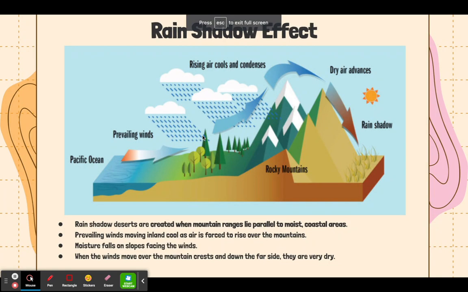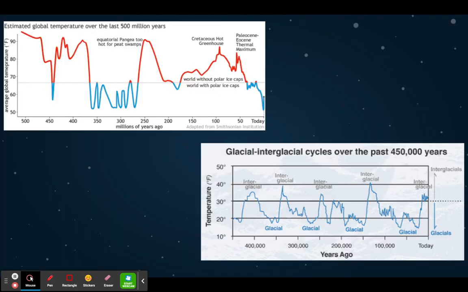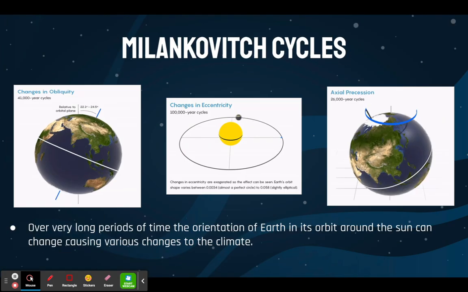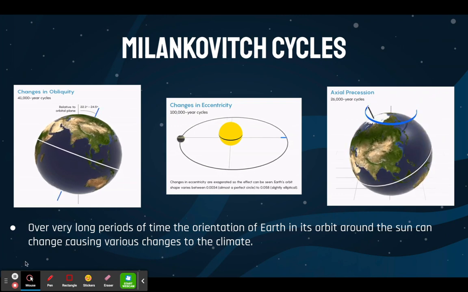So, for long-term effects, the difference in where the continents happen to be can change ocean currents and air currents. And the different cycles, which you'll learn later, can have long-term effects on the solar radiation the Earth gets.